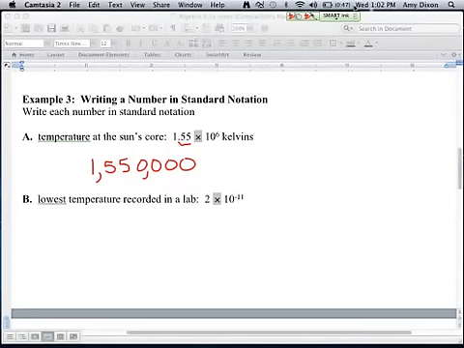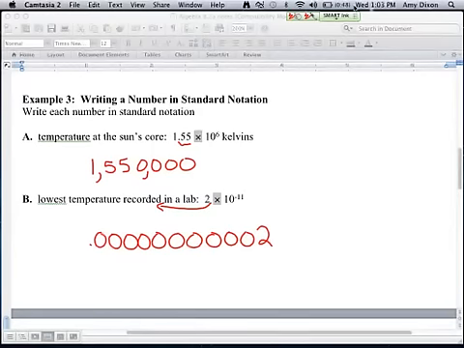All right, now the lowest temperature that was recorded in a lab is 2 times 10 to the negative 11th. So which way are we going to move our decimal this time? Left. Here's where our decimal starts. We're going to go left 10 places. So how many zeros is that going to put before the 2? 10 zeros. So there's your very, very, very small number. All right, turn over to the back, please.